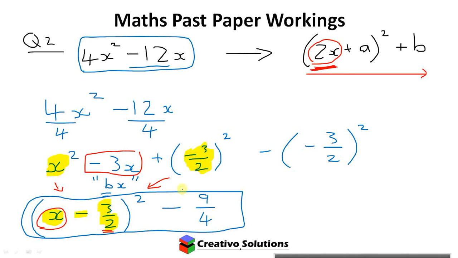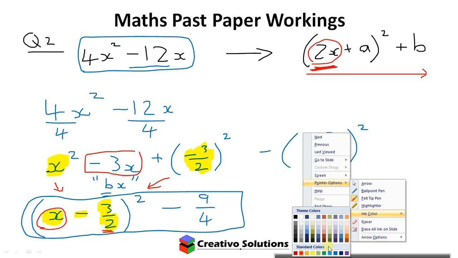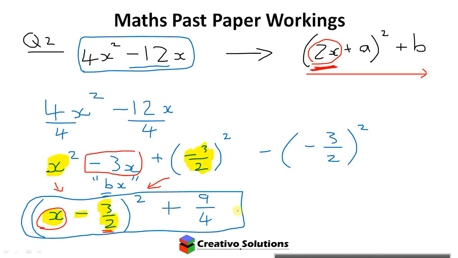Okay, so this was the first part. This should have been a plus, not a minus. Plus. And then minus 9/4. Okay. How did you get the 9/4? Negative times a negative is a positive. Yeah. Minus 3/2 squared is that. Okay. Yeah, just the sign was wrong. Okay. Then obviously this is that.